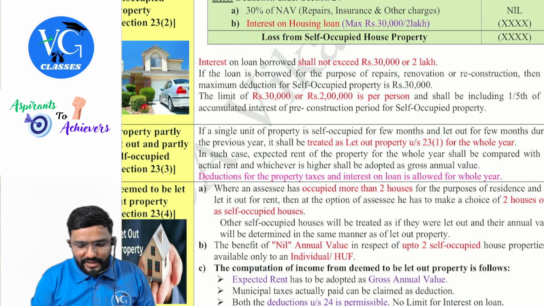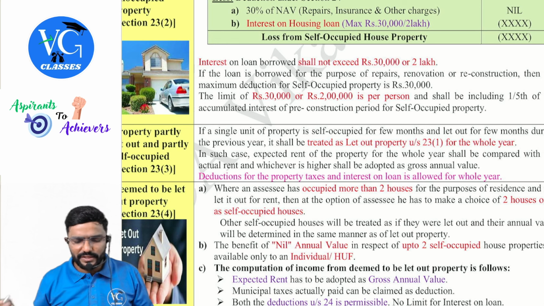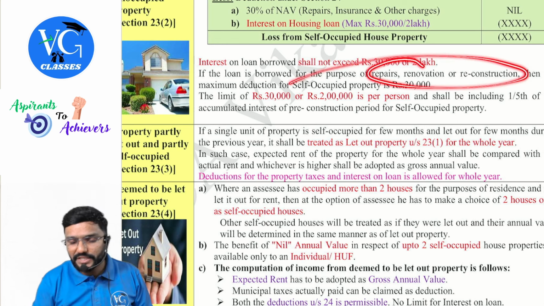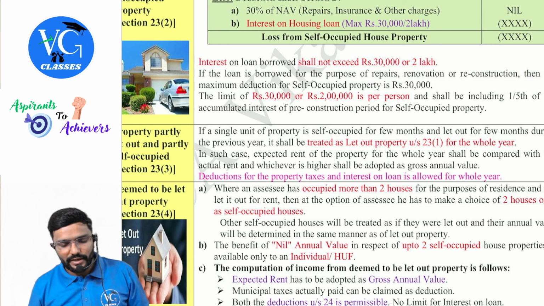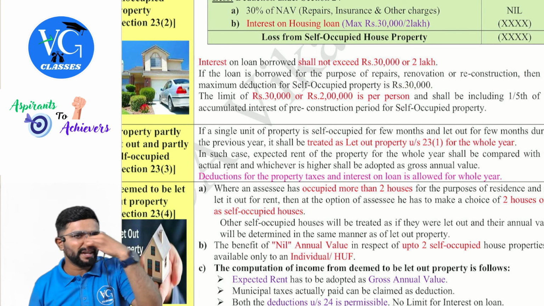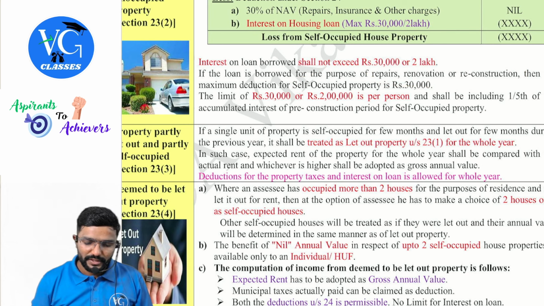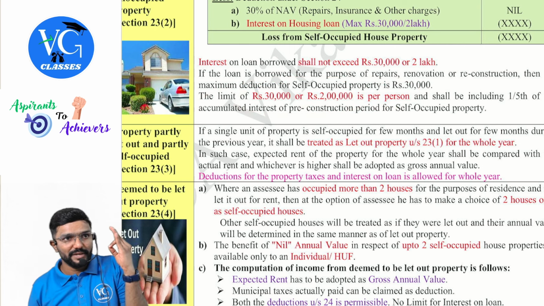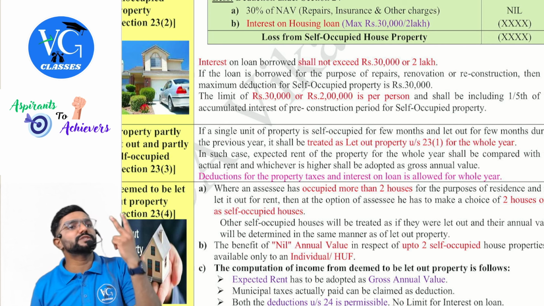Okay, sir. The interest on loan borrowed shall not exceed 30,000 or 2 lakh. If the loan is borrowed for the purpose of repairs, renovation, reconstruction, that is triple R, then the maximum deduction for self-occupied property on interest is how much? 30,000. Then, guys, 30,000 or 2 lakh is per person. Per person. Please be careful. Sir, I have 2 self-occupied properties.